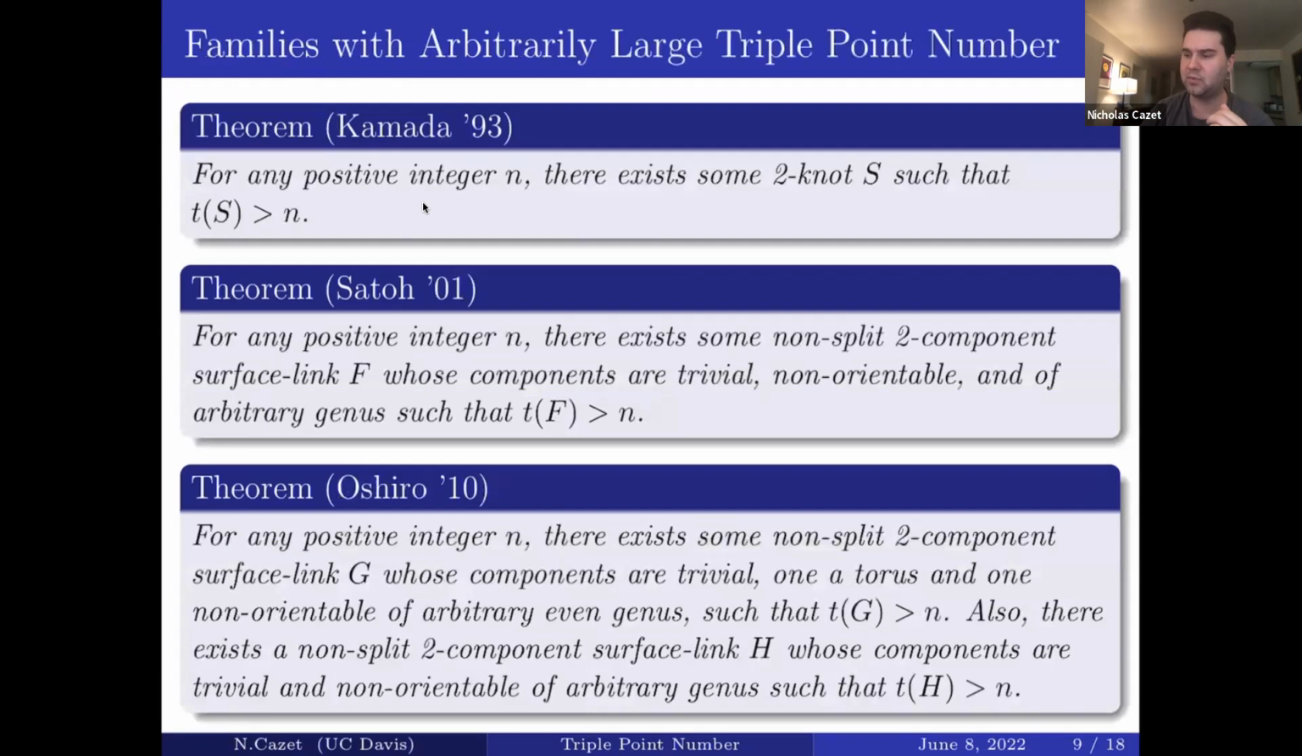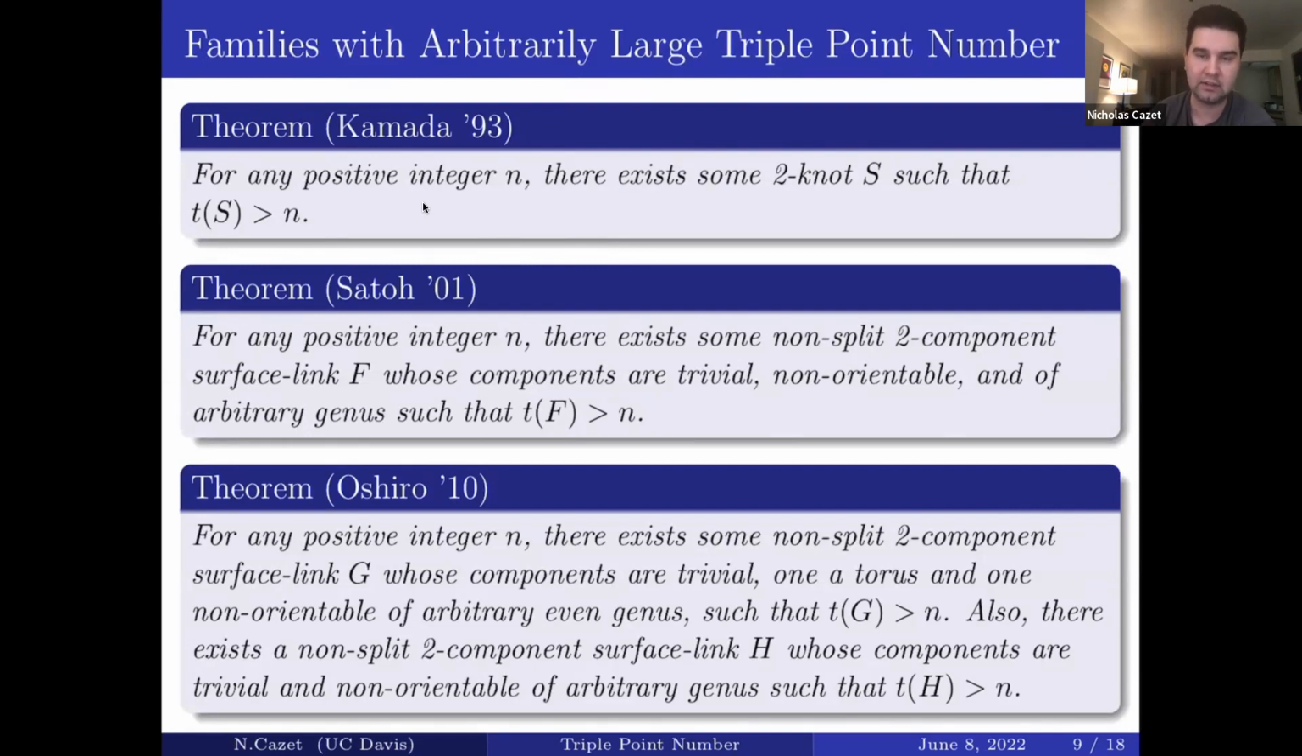I had specifically been considering the idea of, can you have a family of surface links and have their triple point number go off to infinity? So this first result by Kamada in 93 was the first of that kind. And it said that if you're considering 2 knots, so knotted spheres, you can find a family, the twist spins of something, such that the more you twist, it goes off to infinity. So you can find a 2 knot whose triple point number gets arbitrarily large. And that's a great result.